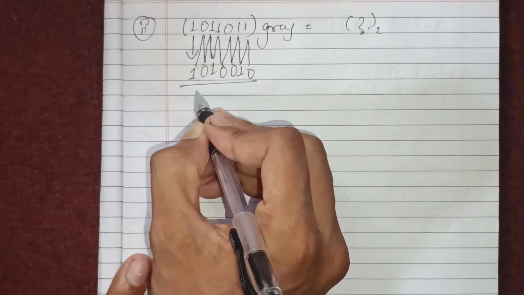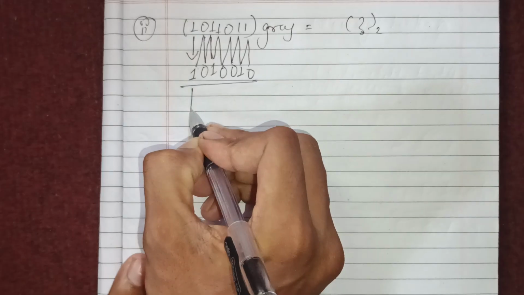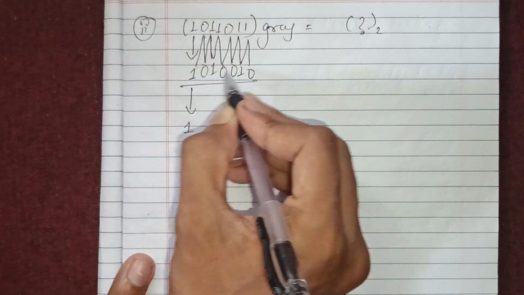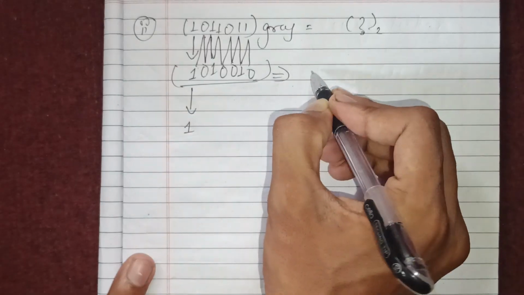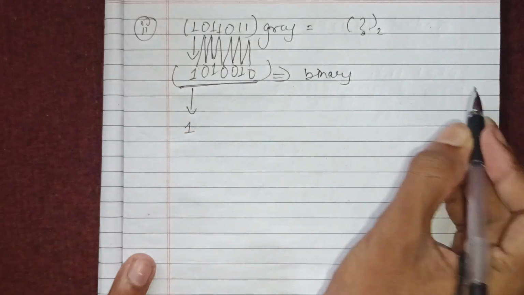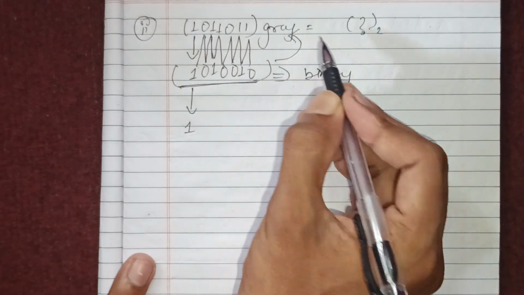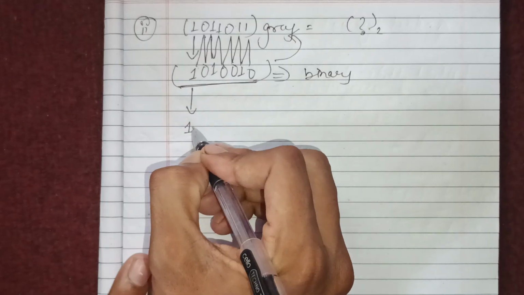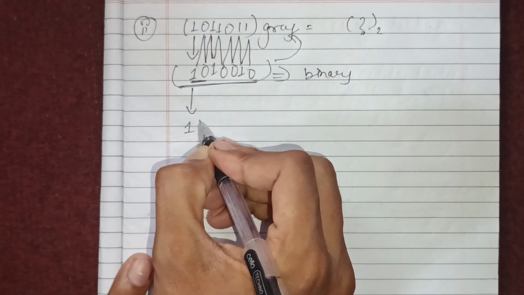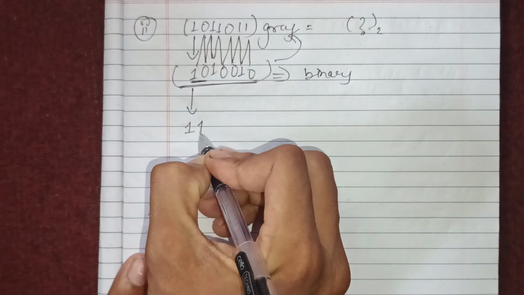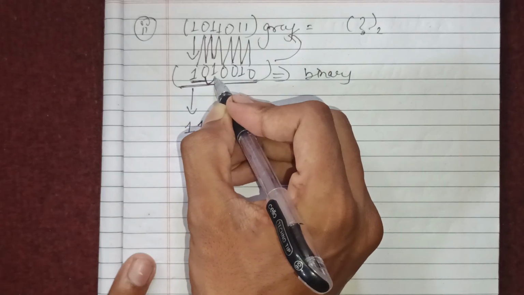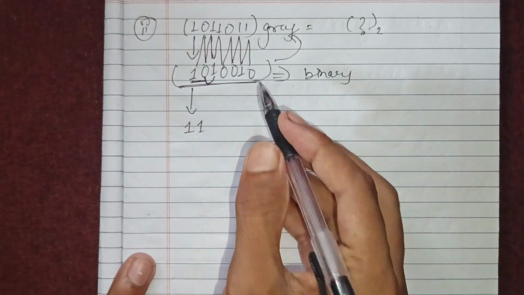Now let's convert this binary into gray code. We write 1 as it is. This is the answer for gray to binary, so this is the binary code. Now we are converting this binary again into gray code to confirm whether this answer is right or not. So 1 as it is. Now we compare 1 and 0, which gives 1, different. Now compare the next pair, 0 1 0 1 0 1.